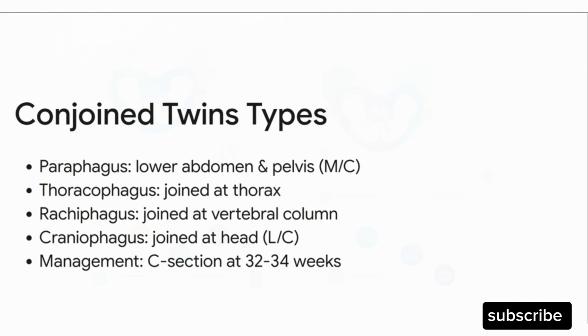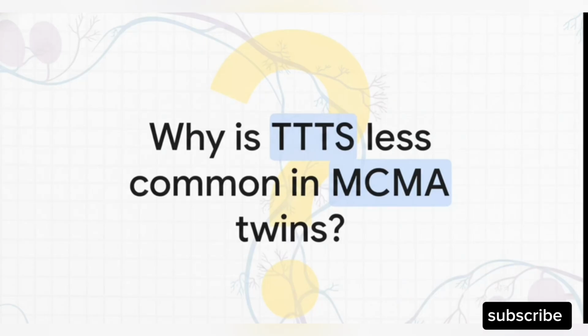But what is the most common type? Ischiopagus, paraphagus. This means they are joined at the lower abdomen and pelvis. As for the management pipeline, it is strictly planned. You absolutely must administer a complete steroid course for lung maturity, followed by a scheduled cesarean section between 32 to 34 weeks. All right, we've covered incredible ground today, from the 4-8-12 rule to the classic lambda and T signs.